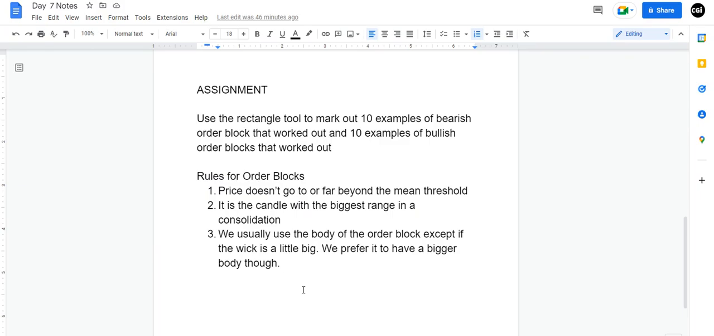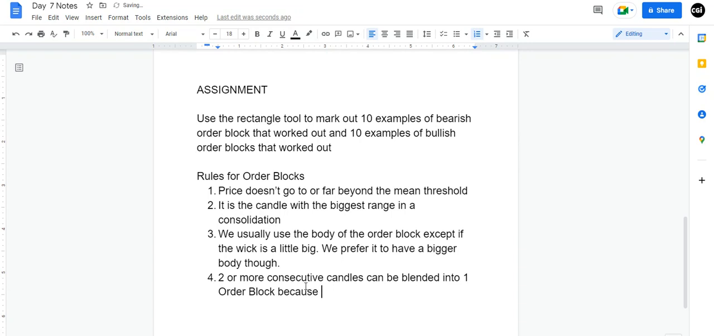Okay, let me add one more rule. Two or more consecutive candles can be blended into one other block.